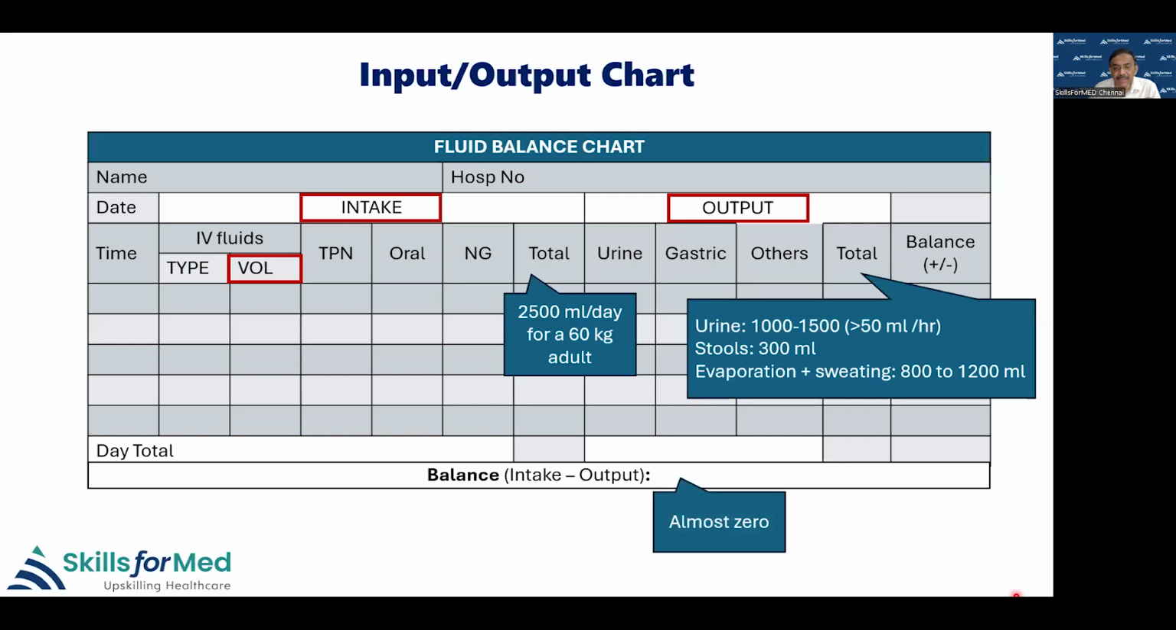And when you look at the balance, it should always be 0. It will never be exactly 0. It will be either slightly negative or slightly positive, but it will be very close to 0. So this is the ideal situation.